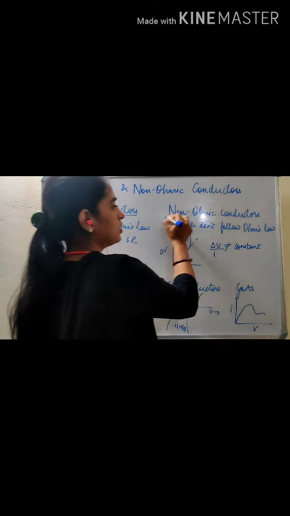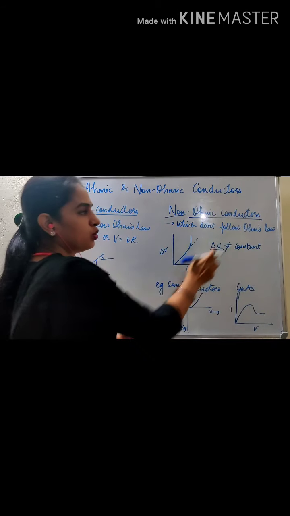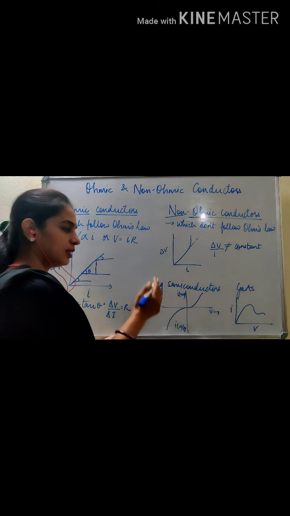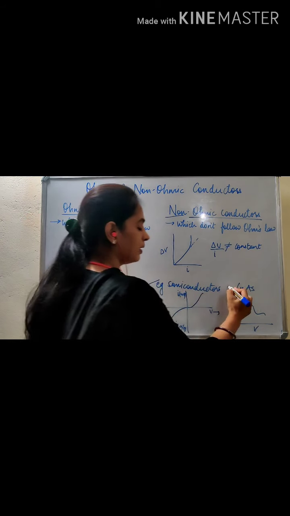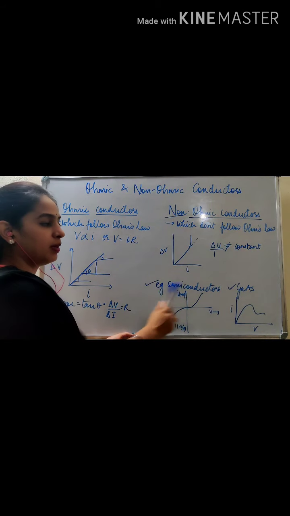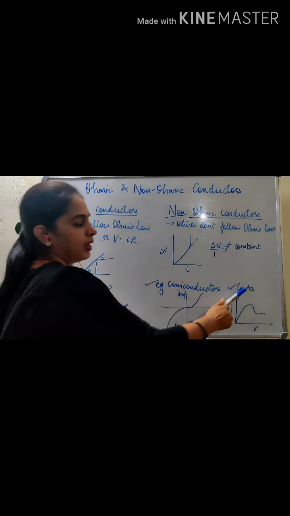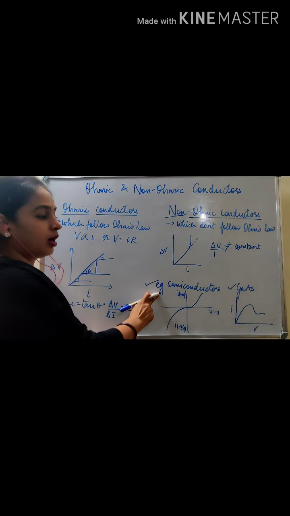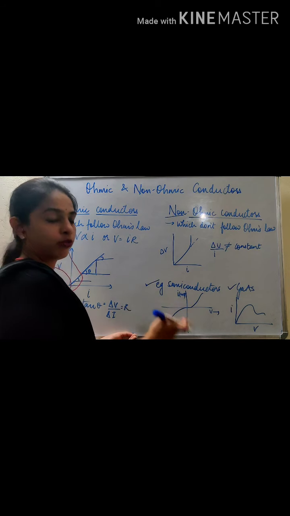Now what are non-ohmic conductors? Non-ohmic conductors are those which do not follow Ohm's law. Which are these conductors? Very importantly, there are two examples given in your book. Semiconductors, one example is gallium arsenide. Semiconductors are the conductors which do not follow Ohm's law.